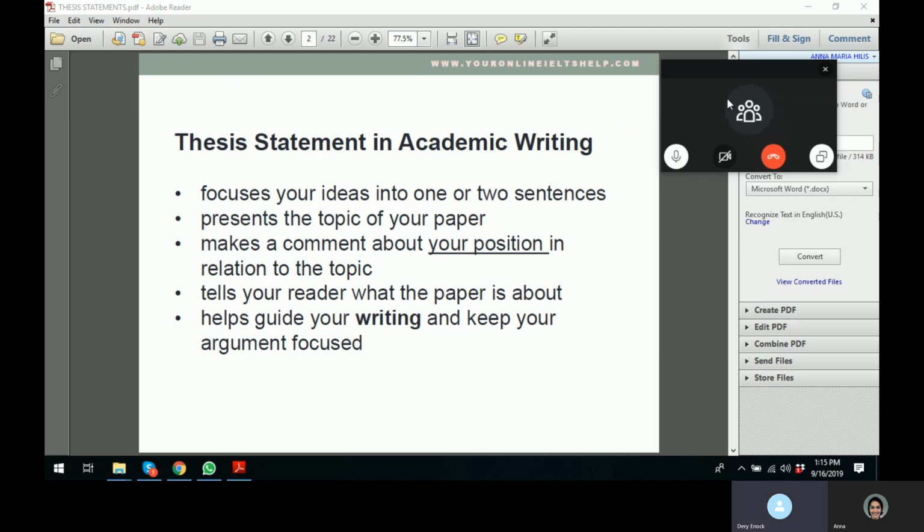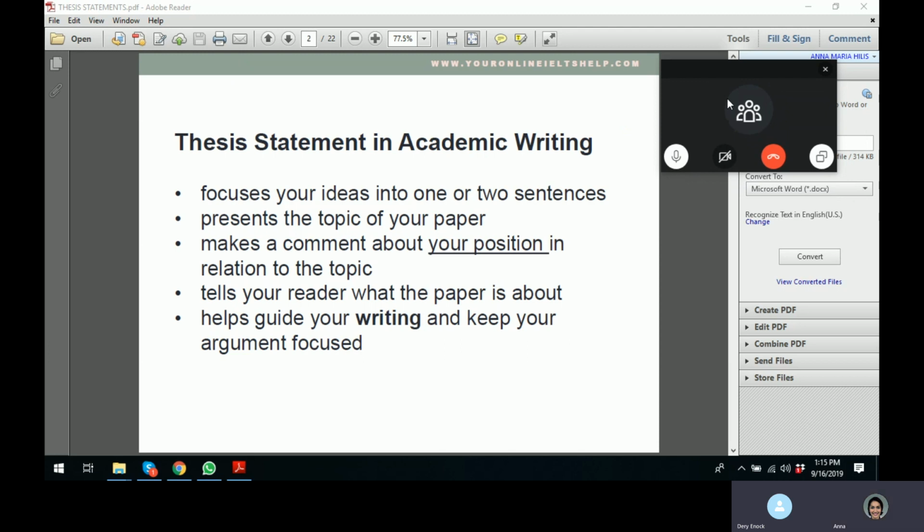One, it focuses your ideas into one or two sentences. Two, it presents the topic of your paper. Three, it makes a comment about your position in relation to the topic. Four, it tells your reader what the paper is about. Five, it helps guide your writing and keep your argument focused.